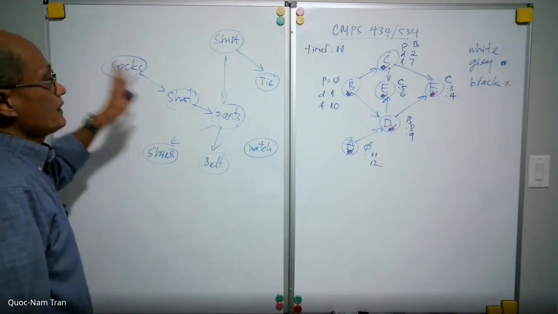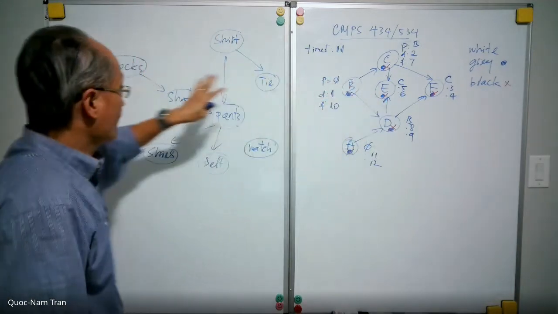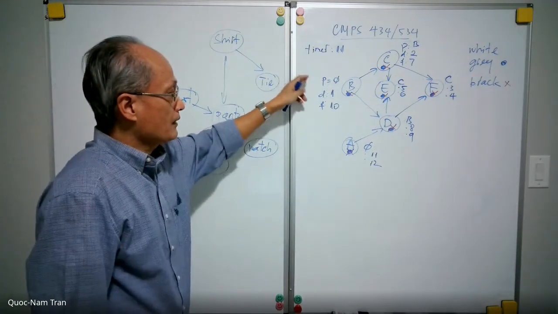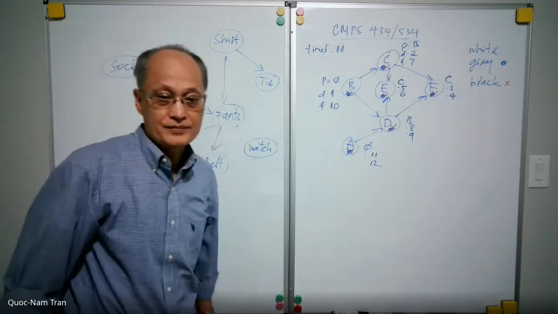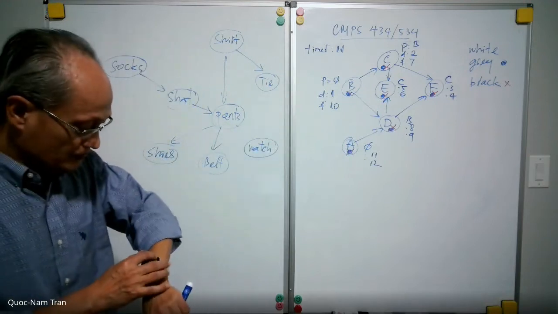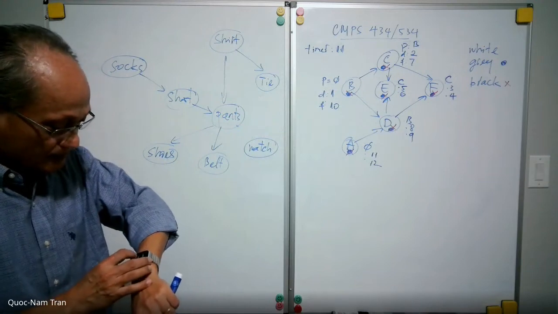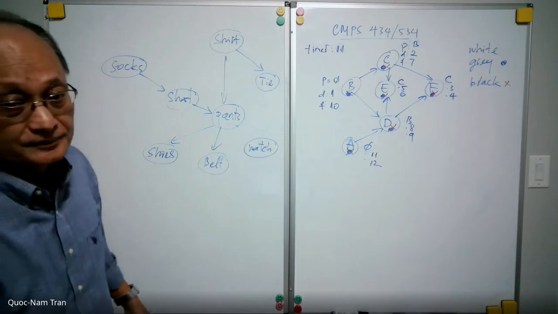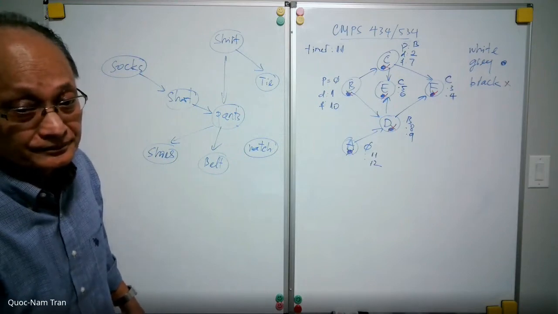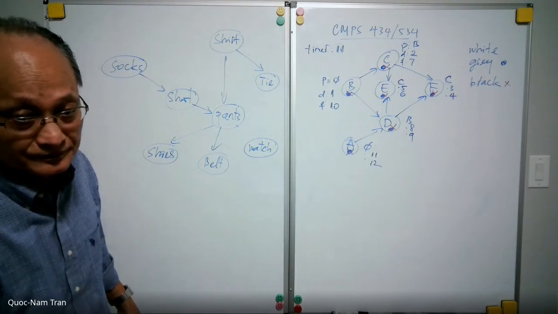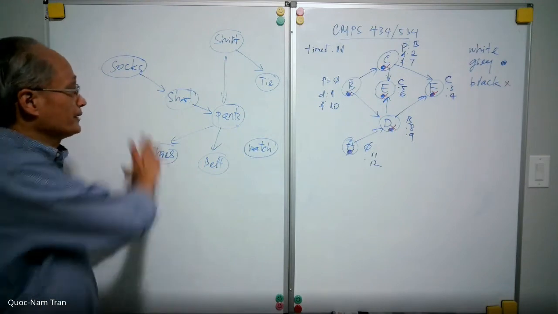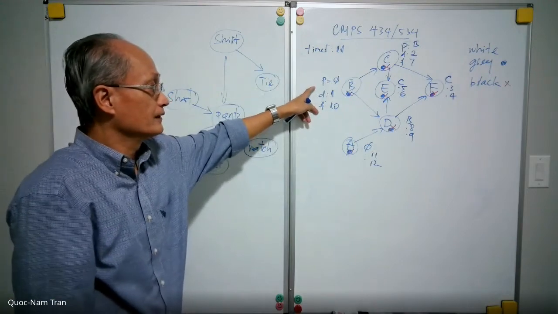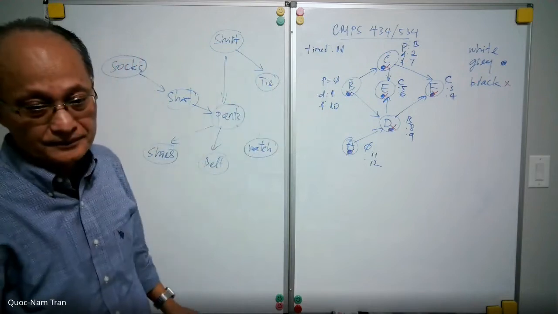Run the DFS algorithm on this graph and tell me what you have about the pattern of discovery and finishing times. I'll give you maybe 3 minutes to see if you can finish that. 3 minutes to record the information needed for this graph.